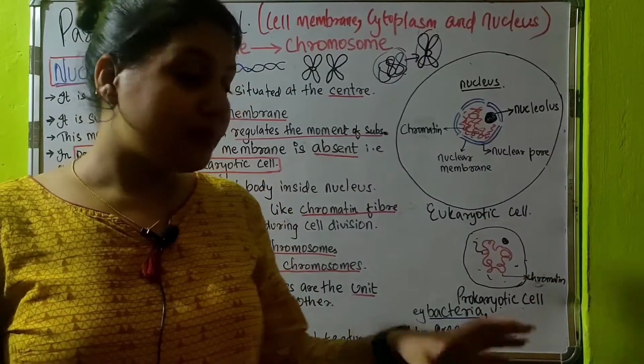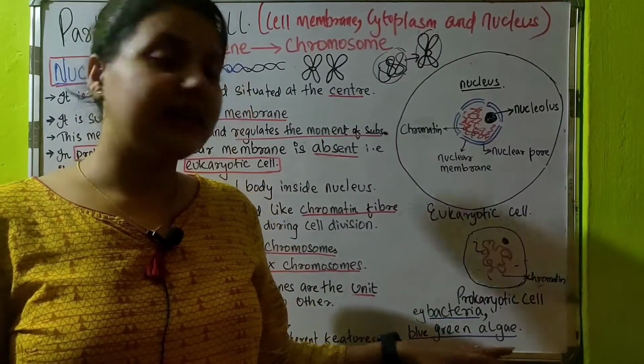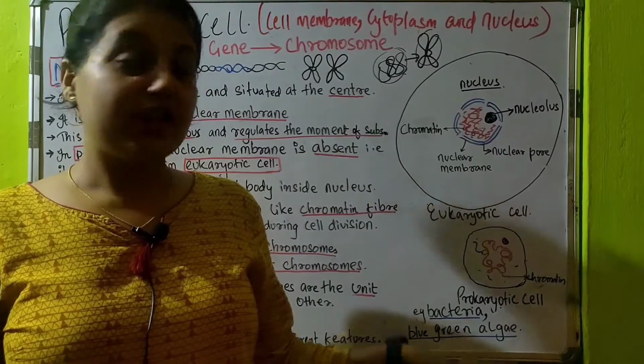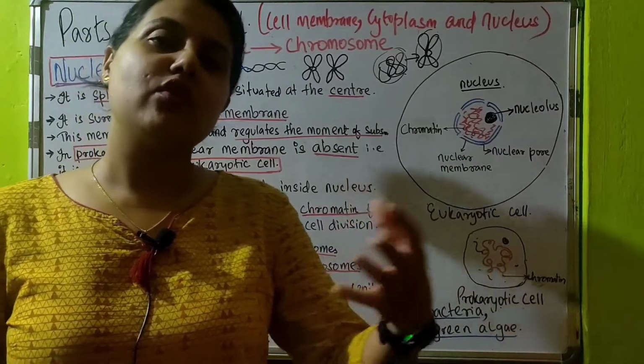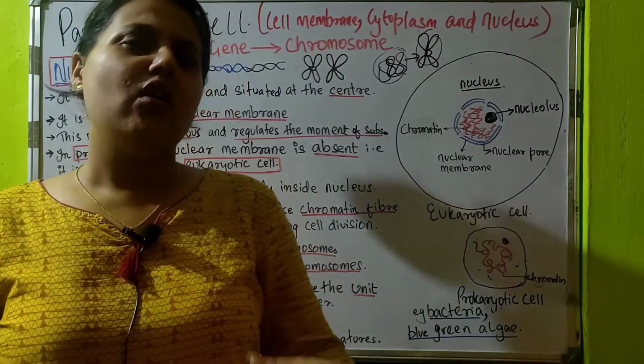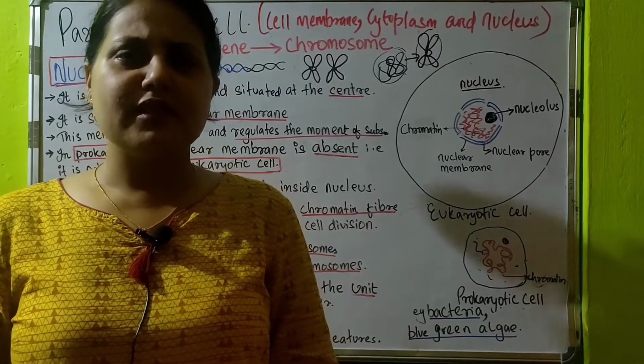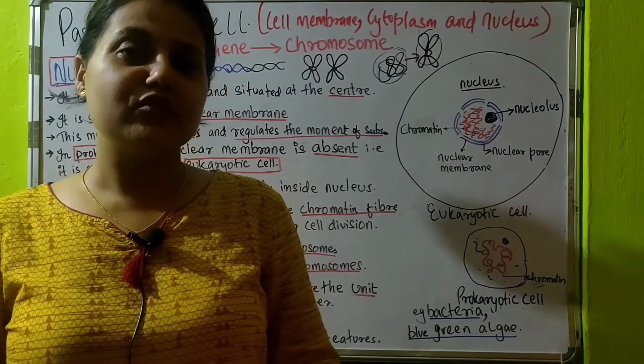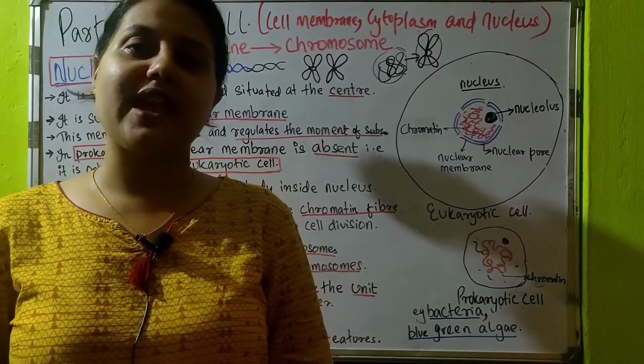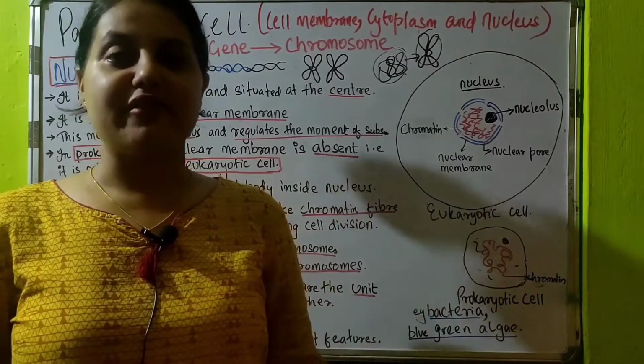And you see the prokaryotic cells are found in bacteria and blue green algae. But the eukaryotic cells are found in all the higher living organisms, or they can also be found in the simple living organisms. But mostly all the higher living organisms are made up of eukaryotic cells.